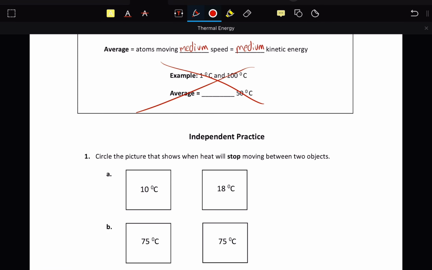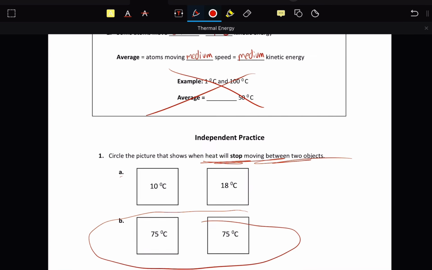And now we're going to do the independent practice. You have to circle the picture that shows when heat will stop moving between two objects. Heat stops moving between two objects when both objects are the same temperature, or at equilibrium. And 10 and 18 in A, those aren't the same temperature. But in B, both of these are 75 degrees.